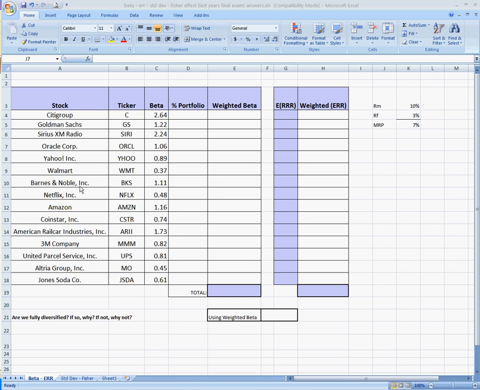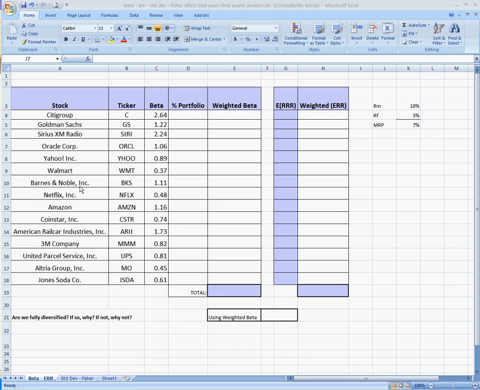Hello everyone. In this example, I'm going to show you guys how to find your expected required rates of return using your capital asset pricing model, also known as CAPM. You might recognize this example. This is the one that we used in class.